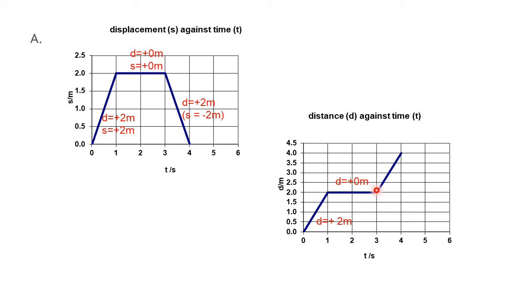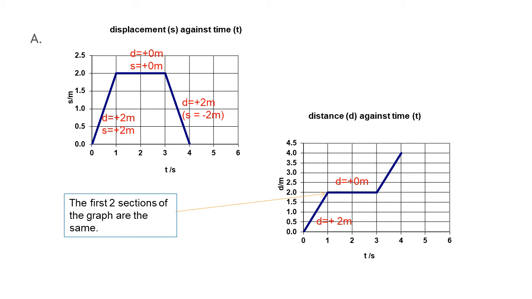Displacement and the distance both don't increase at all, so we've got a flat horizontal line here. The last part of the graph, though, is where you do see a difference. Going back to the displacement time graph for a wee second, S equals negative 2 meters, but D equals 2 meters. So instead of decreasing from 2 meters back down to 0, it's actually going to keep adding on. So it's adding on an extra 2 meters in this section.